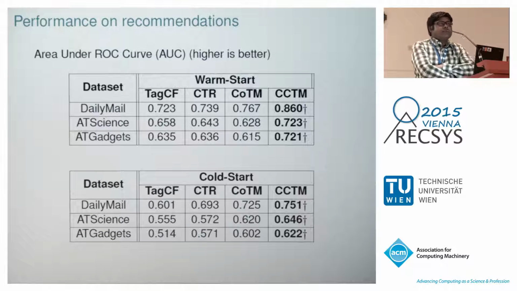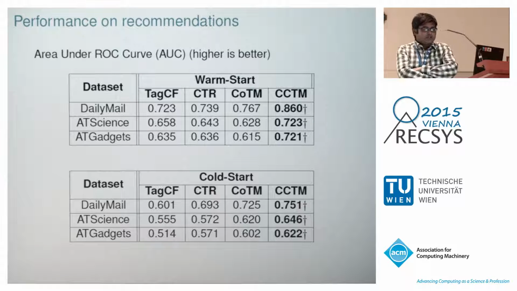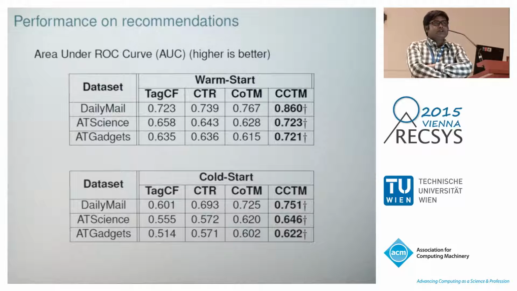We consider the area under the ROC curve, and we compare in warm start and cold start. In both situations we see that our method is outperforming all other methods, and interestingly the content-only method is performing quite well. This is significant because it shows the importance of the content. Even compared with CTR, which is the state of the art, it outperforms in some cases by just modeling the contents of the comments and the articles.